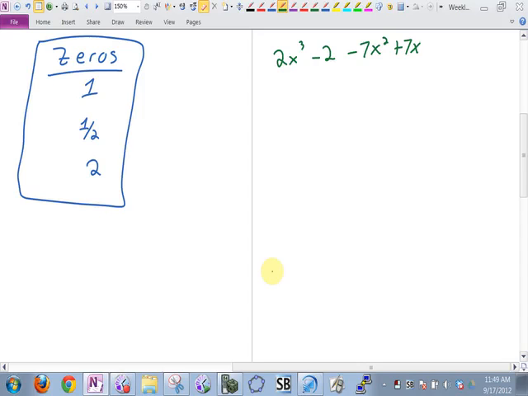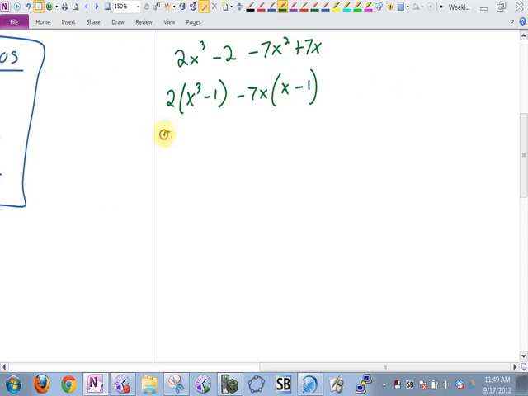Commutative property. And then we can try factor by grouping. Factor a 2 out, that leaves me with x cubed minus 1. Factor out a negative 7x, that leaves me with x minus 1. Now, you might look at that and say, well, that didn't work. But x cubed minus 1 is what? The difference of cubes. That becomes x minus 1 times x squared plus x plus 1.